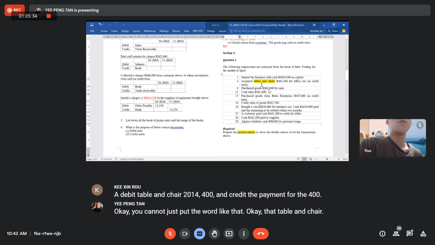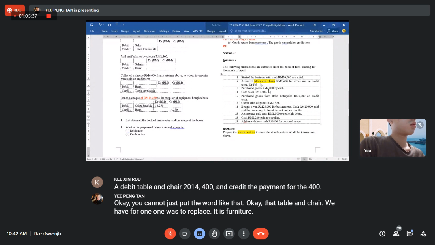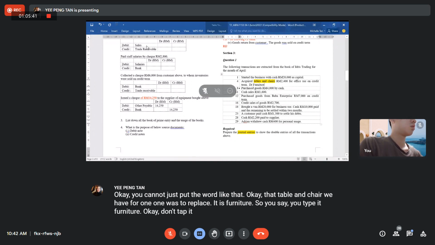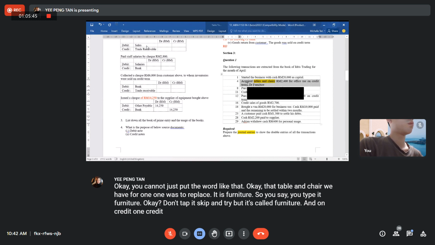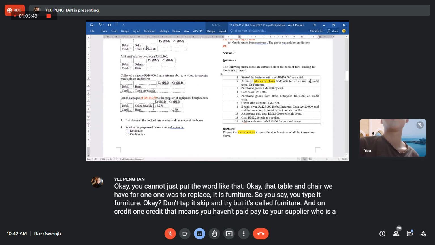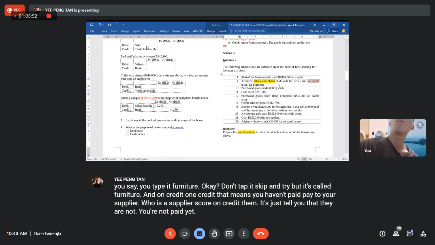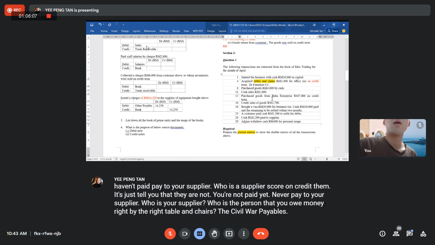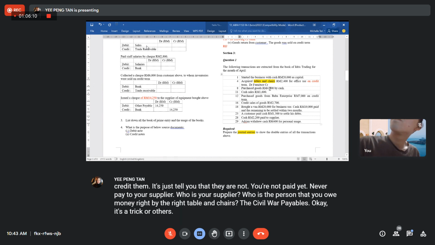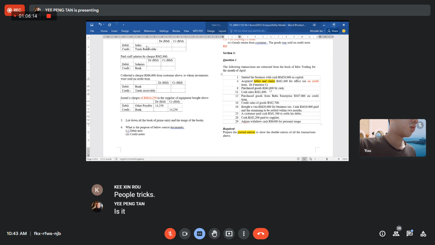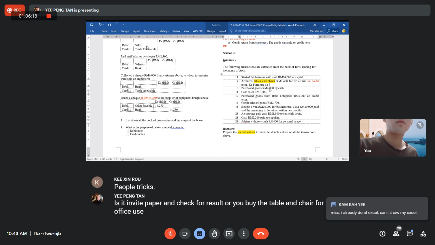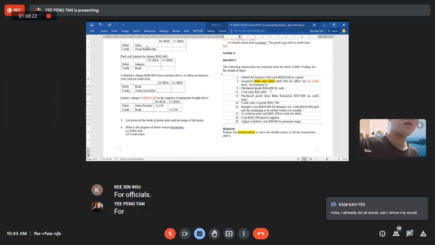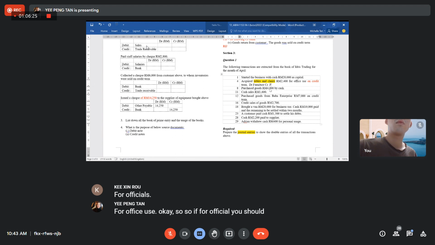Table and chair, we have one word to replace it, which is furniture. So you debit furniture. You don't debit table and chair, it's called furniture. On credit term, that means you haven't paid your supplier. Who is your supplier? Who is the person that you owe money to for buying the table and chairs? Receivable or payables? Payable. Is it trade or others? Trade. Did you buy table and chair for resale or for office use? For office use. So if for office use, it should be other payables.